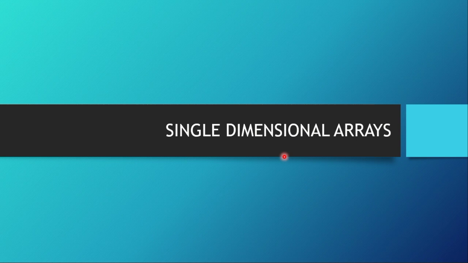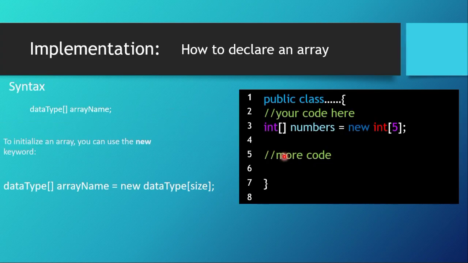So let's talk about single-dimensional arrays. We have the implementation and how to declare an array. First things first, we're going to talk about the syntax. You have a syntax of this sort: you have the data type and the array name. Great. So you have these brackets here, and then you close that.